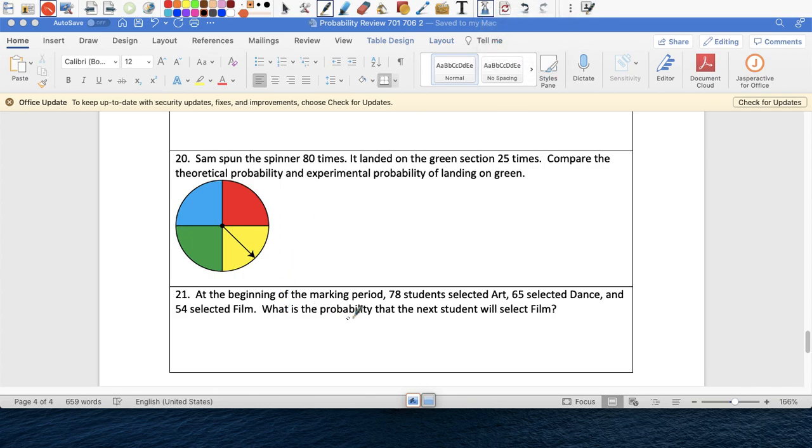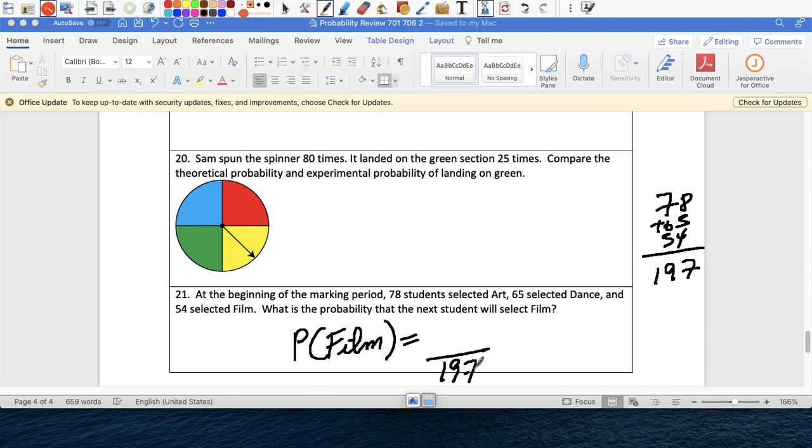Last question. At the beginning of the marking period, 78 students selected art, 65 dance, and 54 selected film. What's the probability the next student will select film? Let's first of all add them. 78 plus 65 plus 54 is 197. So, the probability that the next student will select film: there were 197, and how many got film? 54. We can't simplify this, so that's your answer: 54 out of 197.